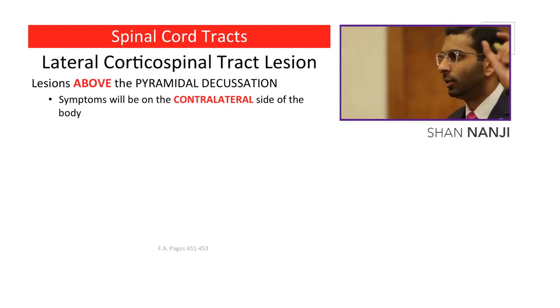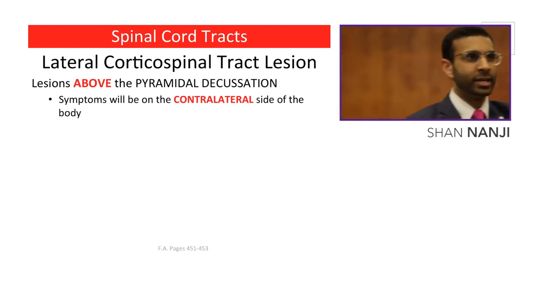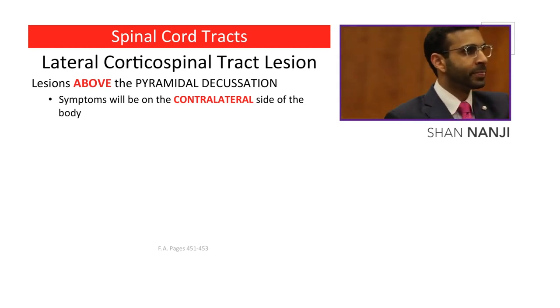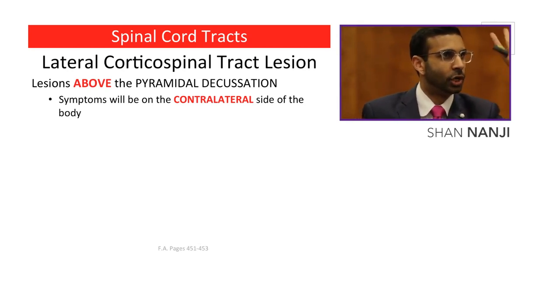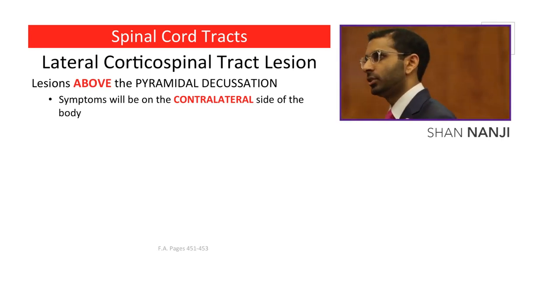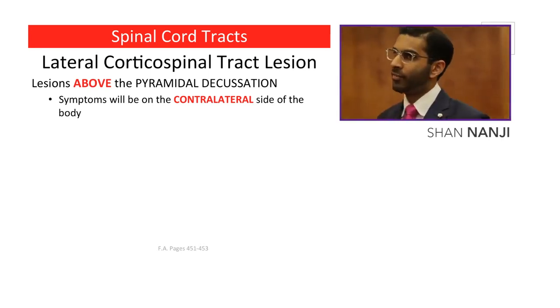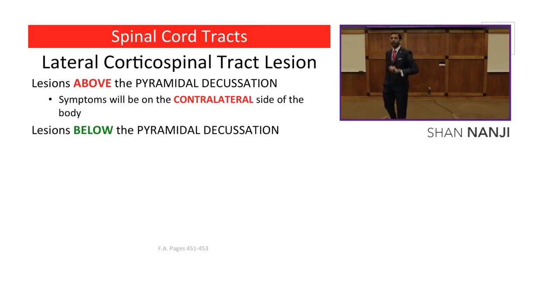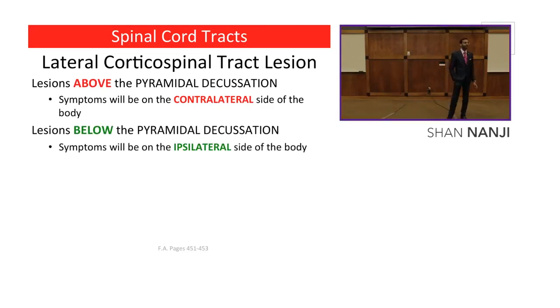Above, opposite still holds. And the only way you're going to keep it straight is if you remember that it's a descending tract and it's already carrying opposite fibers. But once it gets to the decussation, it crosses over and carries same side fibers, which is why if you're below the pyramidal decussation, it will now be an ipsilateral loss of voluntary movement. Above, opposite, below, same. The pattern holds for all three of these tracks.